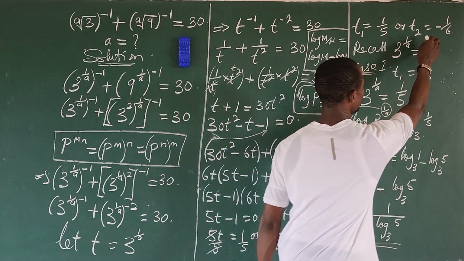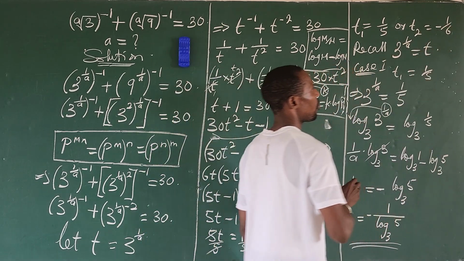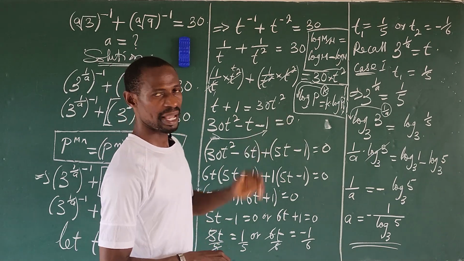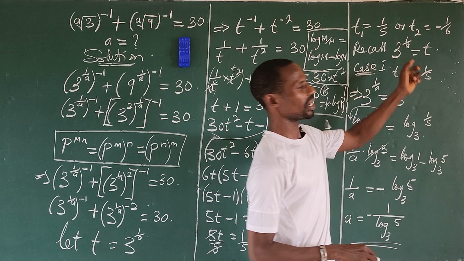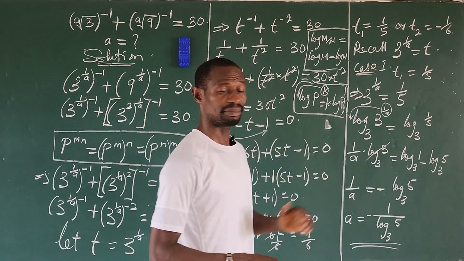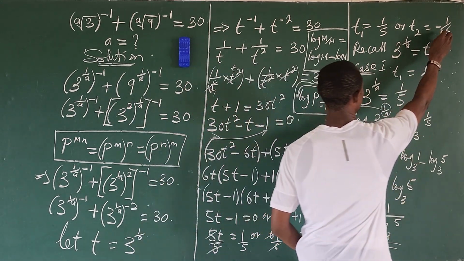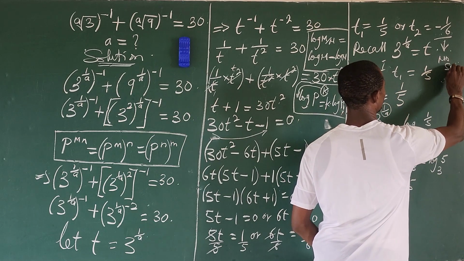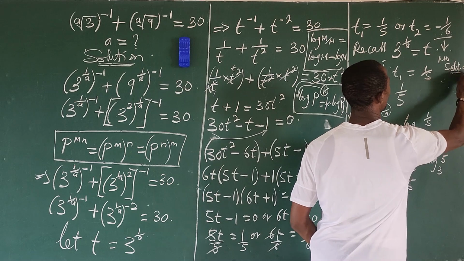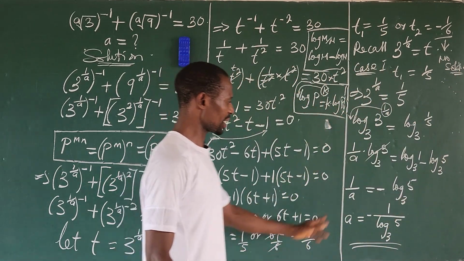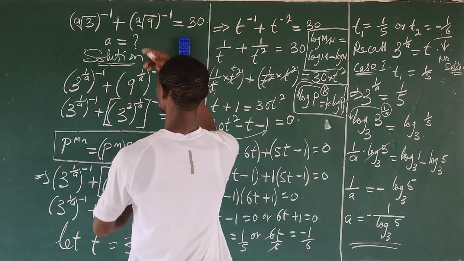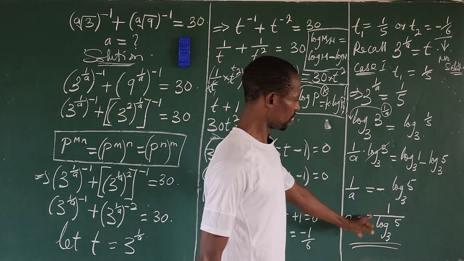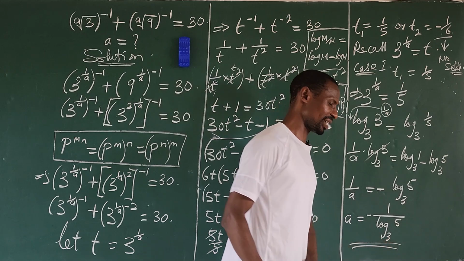From case 2, we have t2 is equal to minus 1 all over 6. But here, from this expression, our a must be greater than 0. And so there's no solution here. No solution. So there's no solution here. So the answer that satisfies this equation is a equal to minus 1 all over log 5 base 3.